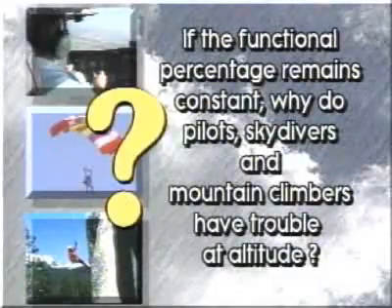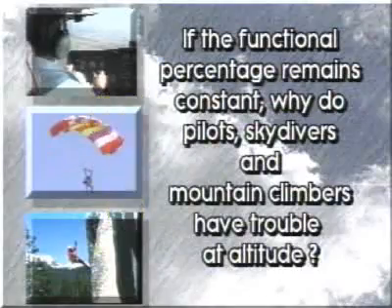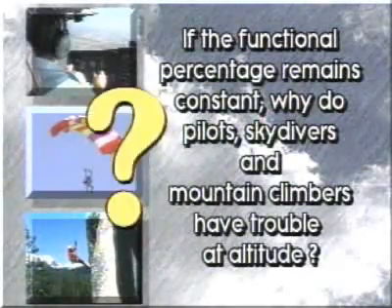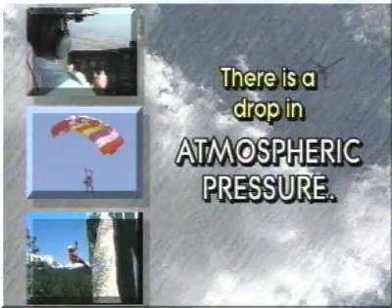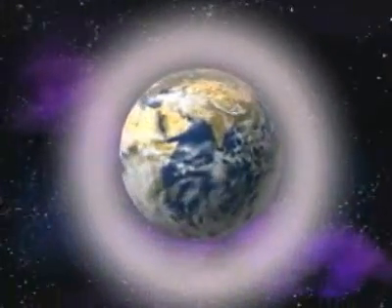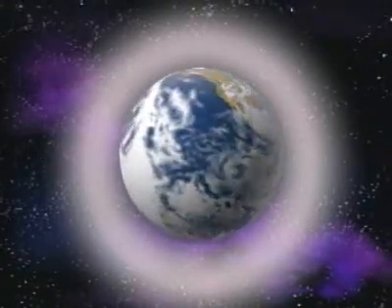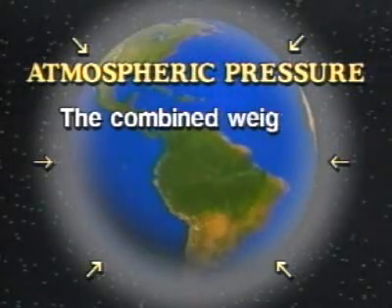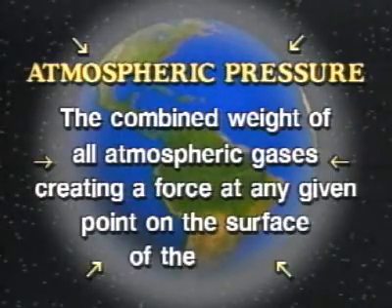If the functional percentage remains constant, why do pilots, skydivers, and mountain climbers have trouble at altitude? There is a drop in atmospheric pressure. The gaseous atmosphere surrounding the Earth is affected by the gravitational pull of the Earth. Atmospheric pressure is defined as the combined weight of all atmospheric gases creating a force at any given point on the surface of the Earth.